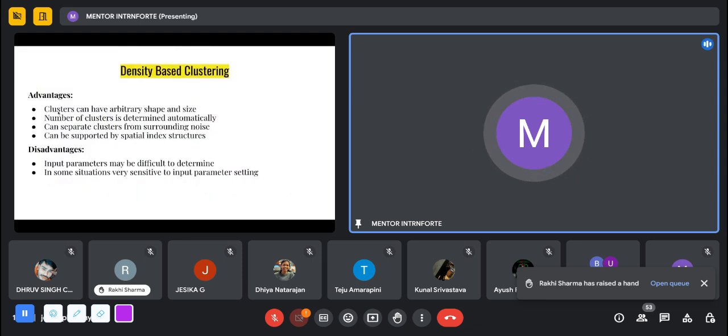Advantages: DBSCAN clusters can have arbitrary shape and size. So DBSCAN can handle many different kinds of shapes and sizes. The number of clusters is determined automatically. Like K-means, you do not have to mention the number of clusters, and that is the biggest problem being solved. It can also separate clusters from surrounding noise. That is one more thing: it has a specialty to separate out noise.